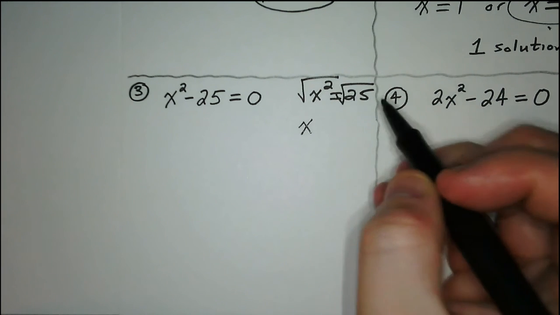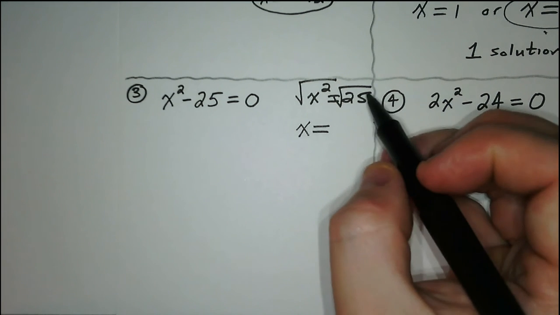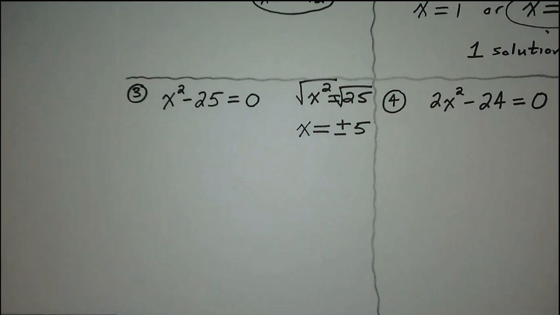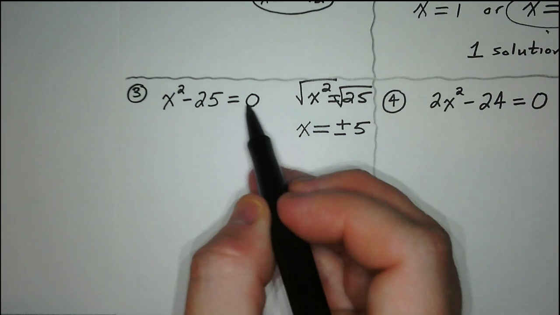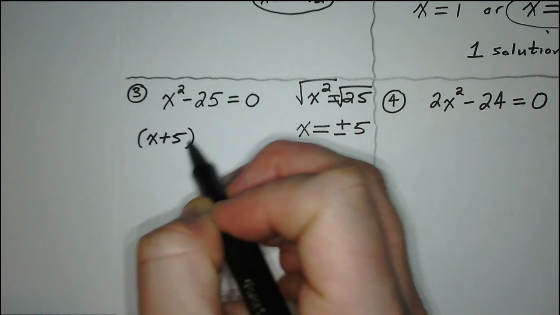This just becomes an x. I'm not going to go too deep down this rabbit hole right now, but the bottom line is you have to remember that when you do this, you have two answers: plus or minus 5. Or you could just set it equal to 0, and if it factors, it factors.